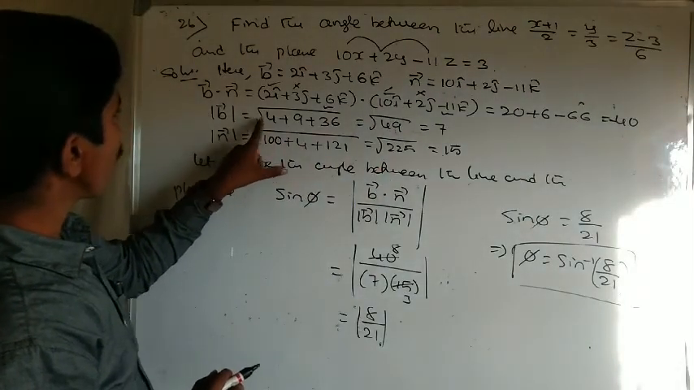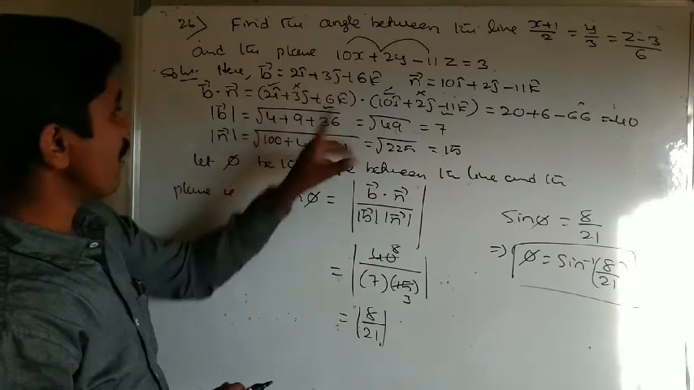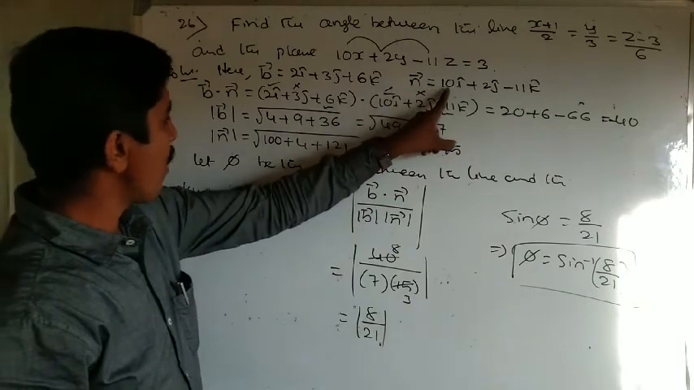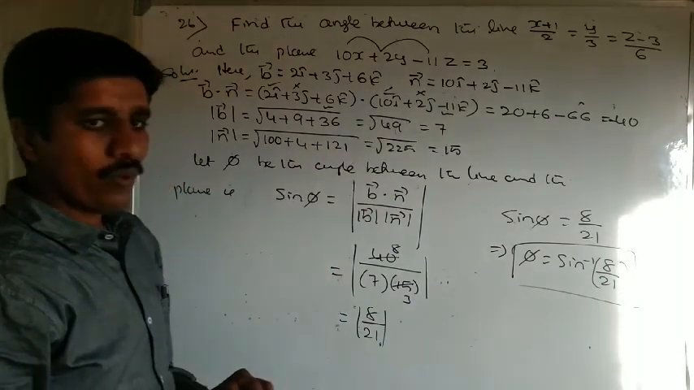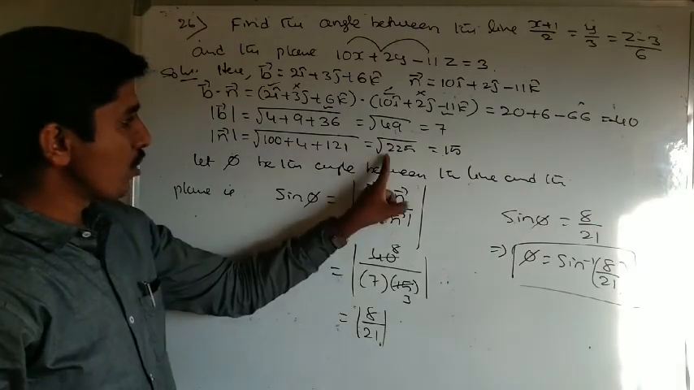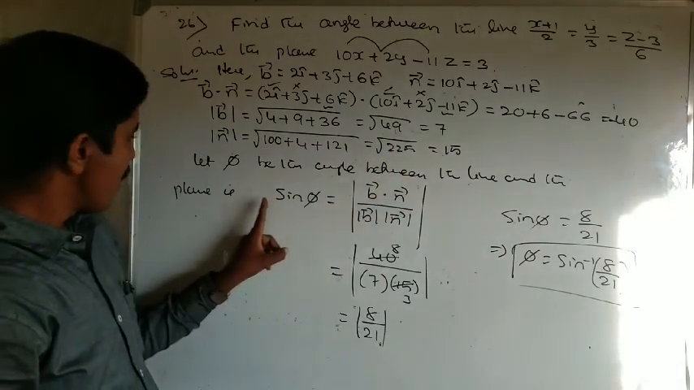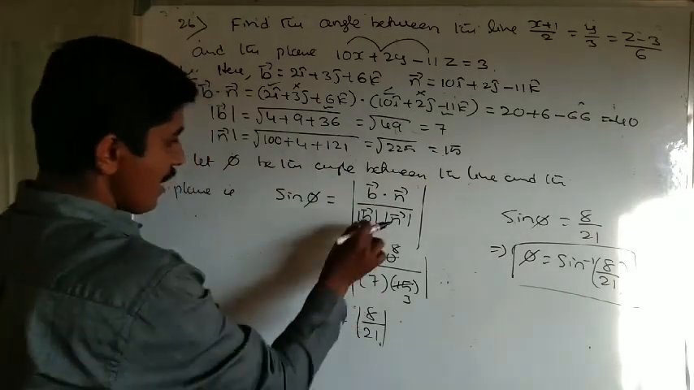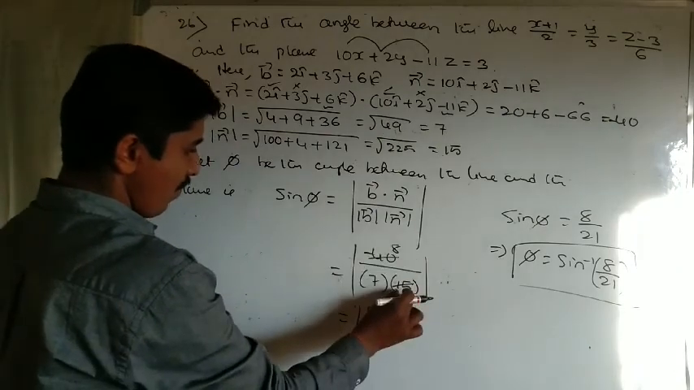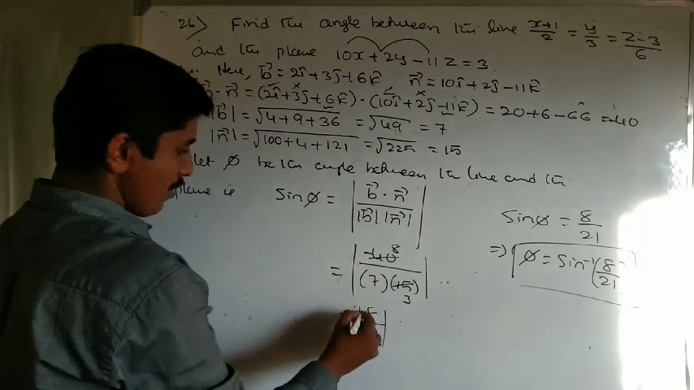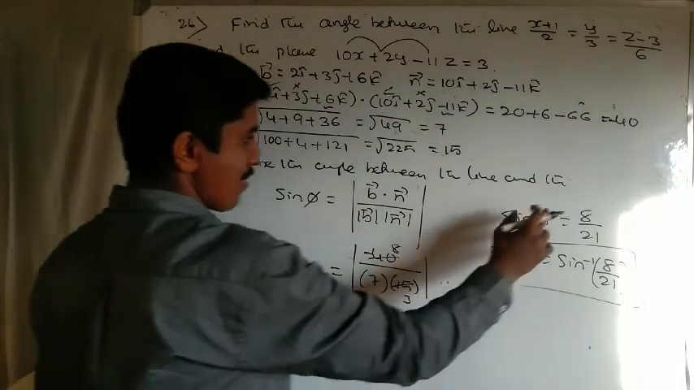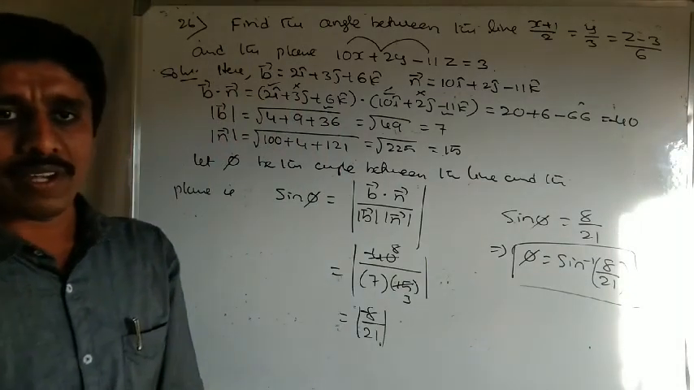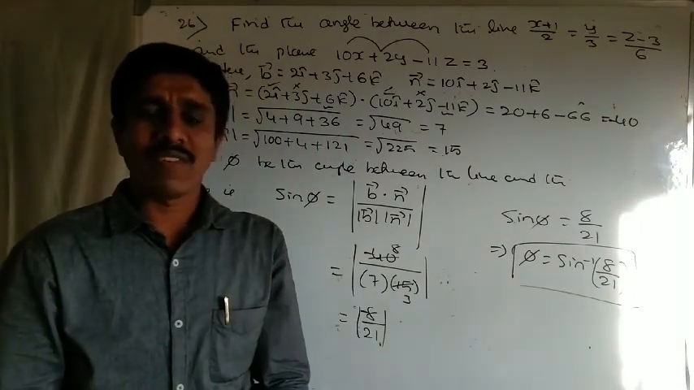Magnitude of vector b is the square root of 4 plus 9 plus 36, which is 7. Magnitude of vector n is the square root of 100 plus 4 plus 121, root of 225, 15. Sin phi: vector b dot vector n is minus 40, magnitude of vector b is 7, magnitude of vector n is 15. Modulus of minus 8 gives plus 8 by 21, then phi is equal to sin inverse of 8 by 21. Got it. This chapter has been finished.